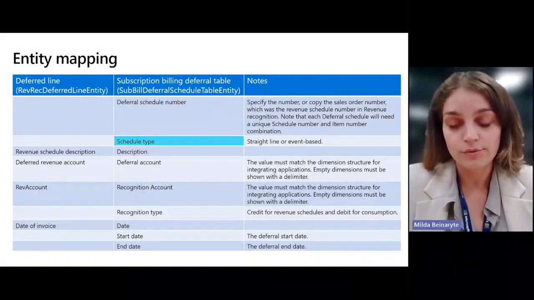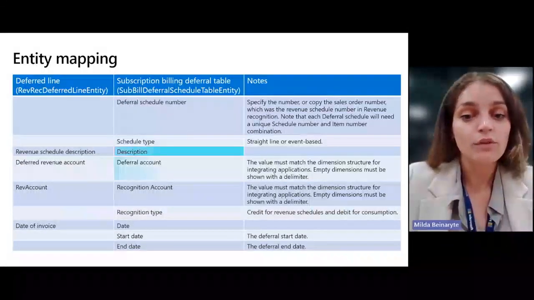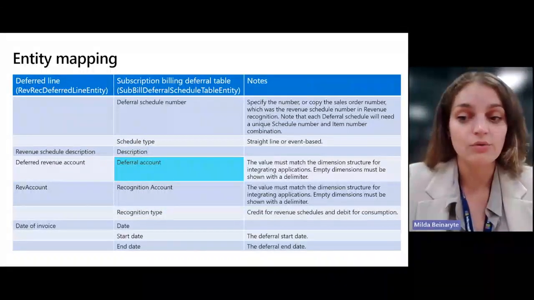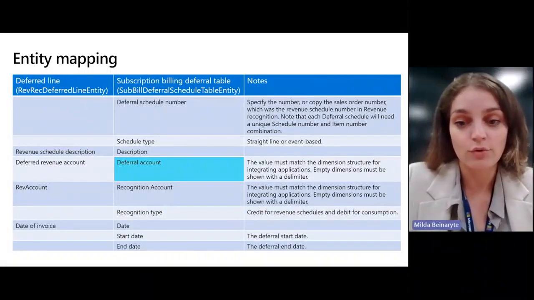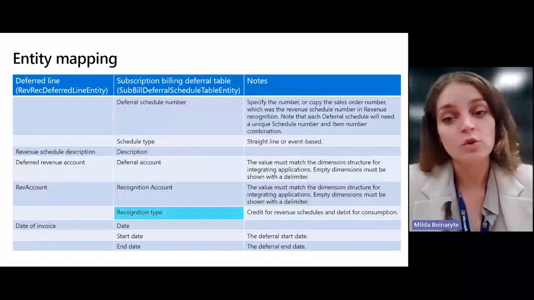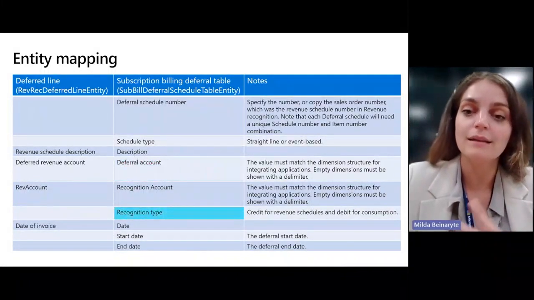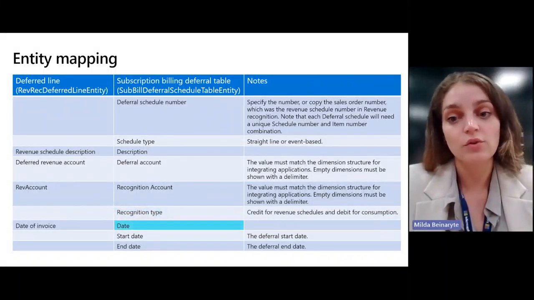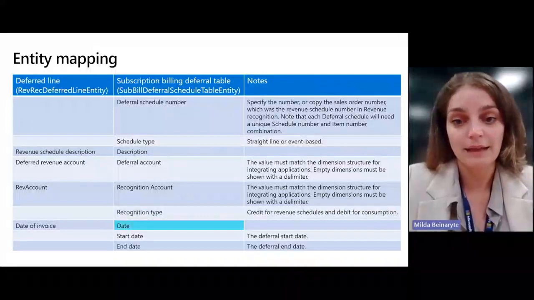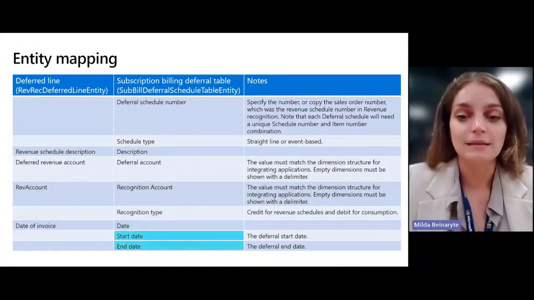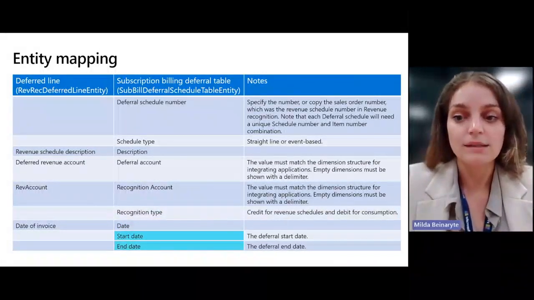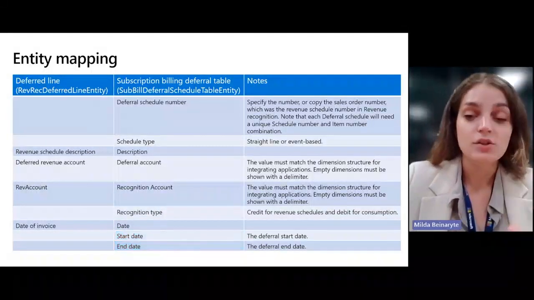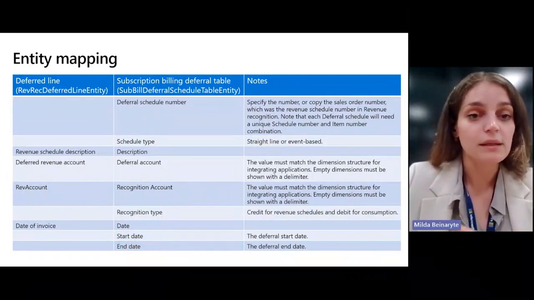Schedule type, this could be straight line on an end base, and we discussed different schedule types in our previous Tech Talks. Description, and then we move into the deferral account, which would be equal to deferred the revenue account in RevRec deferred line entity in revenue recognition module. Recognition type, which would be either credit for the revenue and debit for consumption, and date, which is equal to date of invoice in RevRec deferred line entity. Finally, we have start date and end date, and this would determine the start and end dates for deferral schedule in subscription billing. Well, these are just the configurations and parameters and entity mapping.